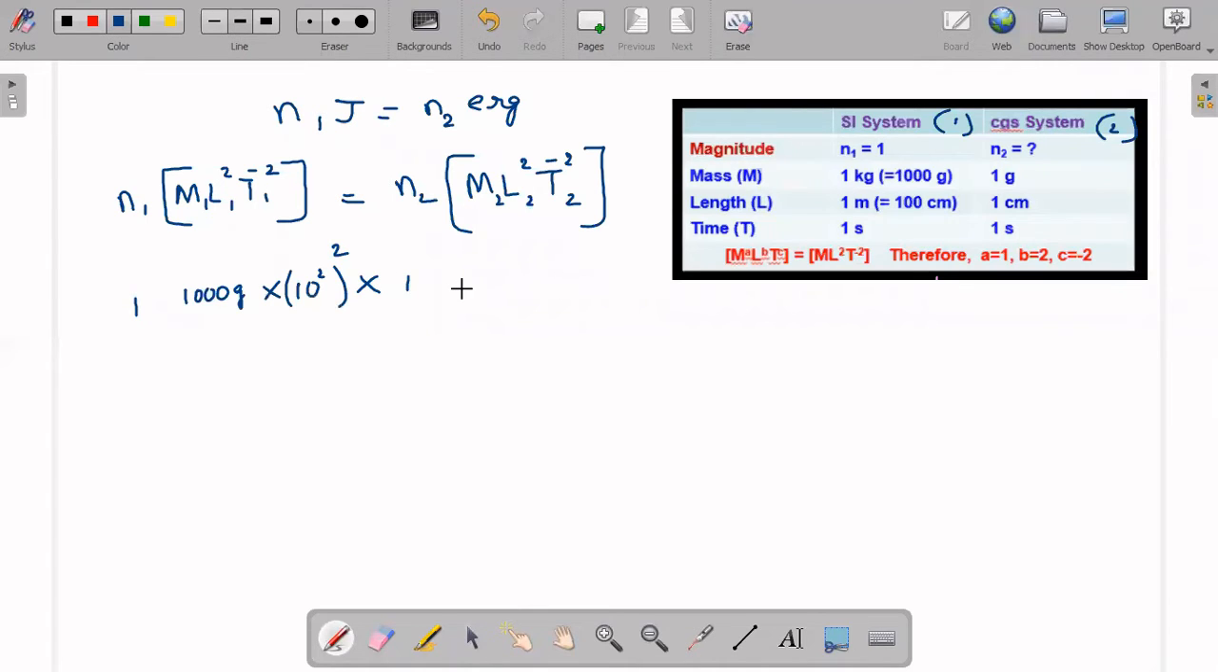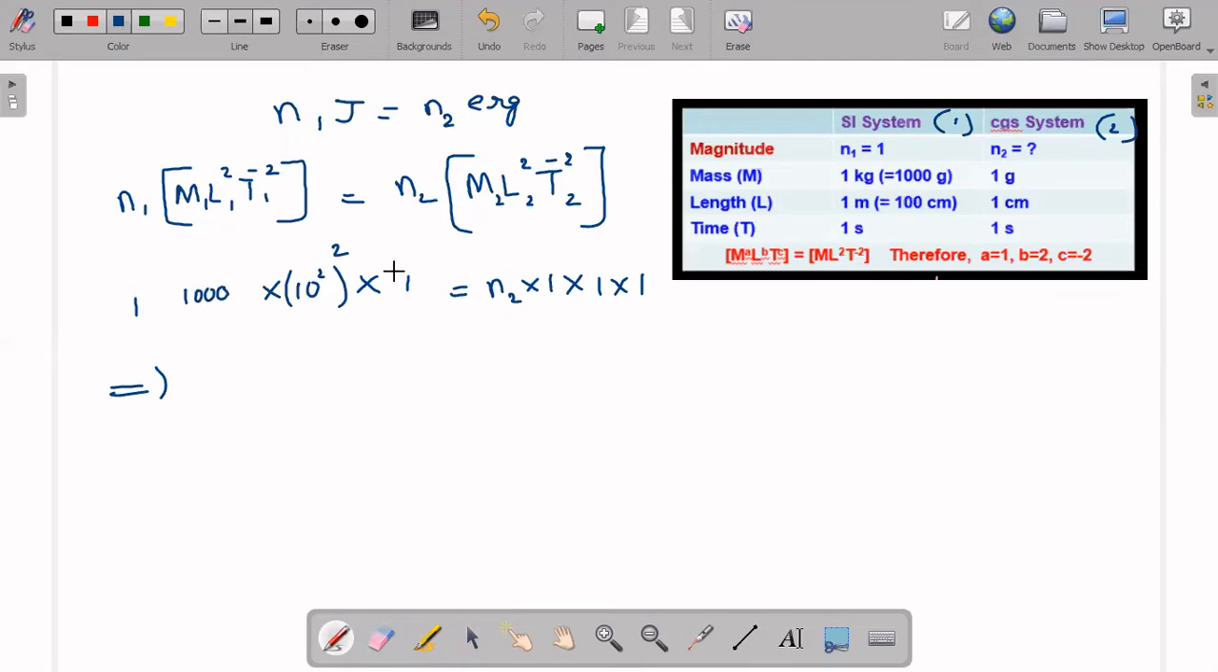Next, on the other side, n2. n2 is what we have to find. And M2 is what? 1, into L2 is also 1. 1 square is 1. And T2 is also 1. 1 square is 1. Now what we are left with, we don't need to write this grams over here. Anyhow, we are writing in the same units on both sides. If we write in meters, we have to write it. So both sides I am writing the same in terms of grams only. I don't need to write it.